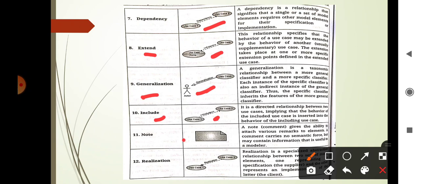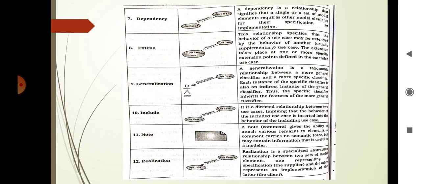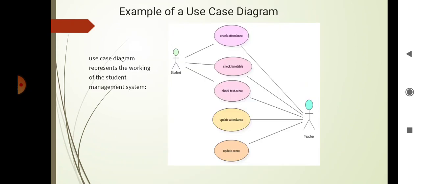Then here is the symbol for note. A note gives the ability to attach various remarks to the elements. And last is realization. This is the symbol for realization, and realization is a specialized abstraction relationship between two sets of model elements, where one represents the specification and the other represents the implementation. These are the notations for the use case diagram. Then we will see an example of a use case diagram.